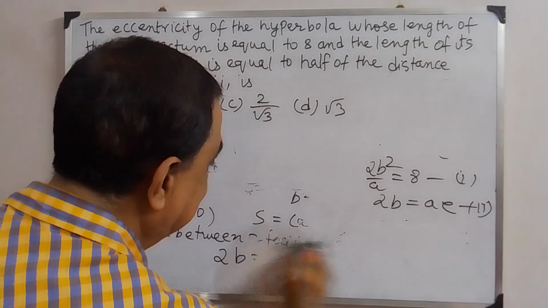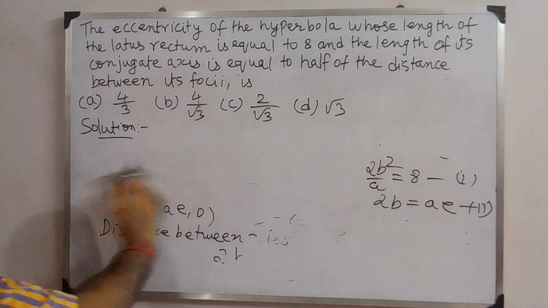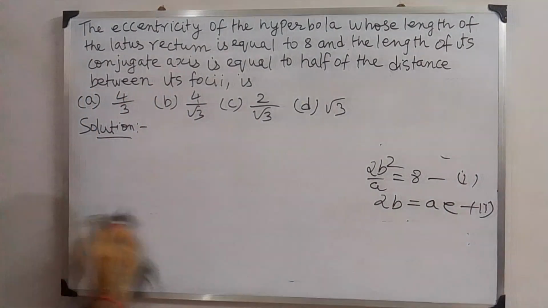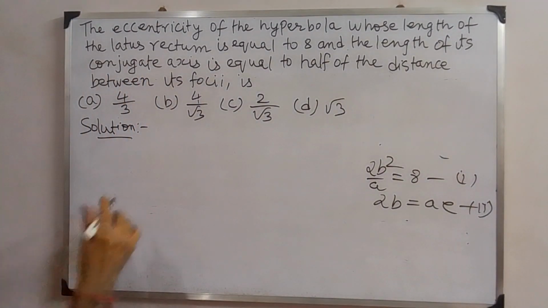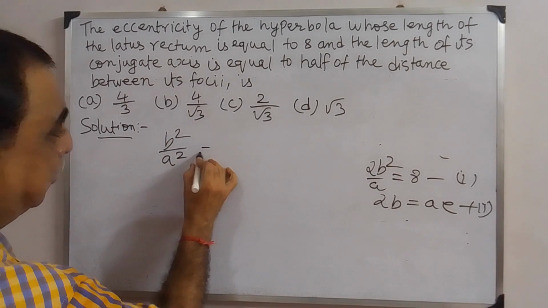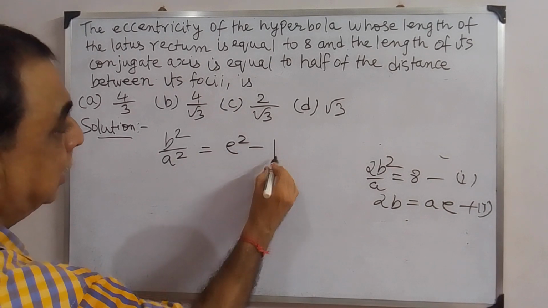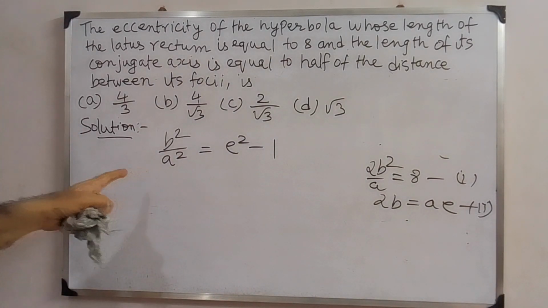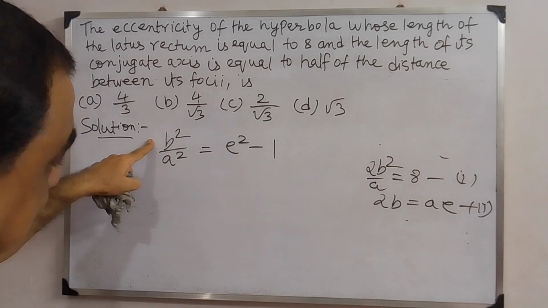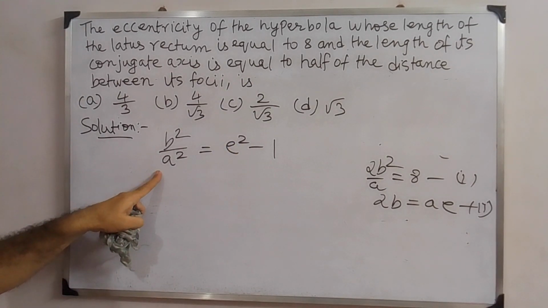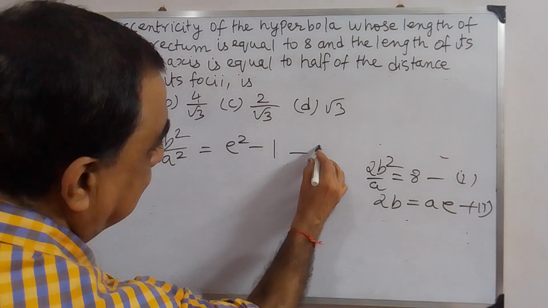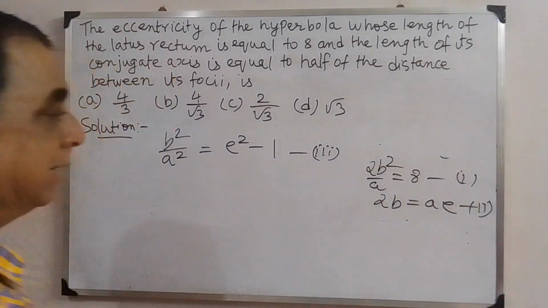And there is one more relation between a, b and e. We know that b squared by a squared of the hyperbola is equal to e squared minus 1. This is the relation between b, a and e, where b is the semi-conjugate axis, a is the length of the semi-transverse axis, and e is the eccentricity. So this is the third equation.